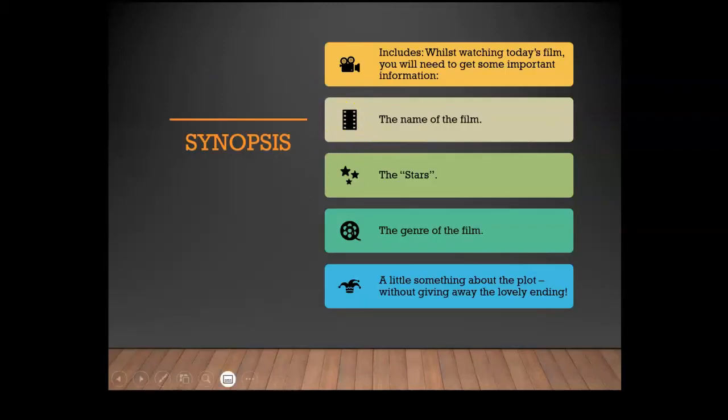All right, reviews have two parts, the synopsis and the editorial. The synopsis includes what you need for watching the film: the name of the film, the main stars, the genre, the director, a little something about the plot, but never give away the ending in a review. So when you're writing a plot summary, you want to stop early. It should be no more than a few sentences anyway, and it should never go past about half to two-thirds through the movie. So you should not give away any important things at the end. And if there are twists in the beginning, you don't mention them.